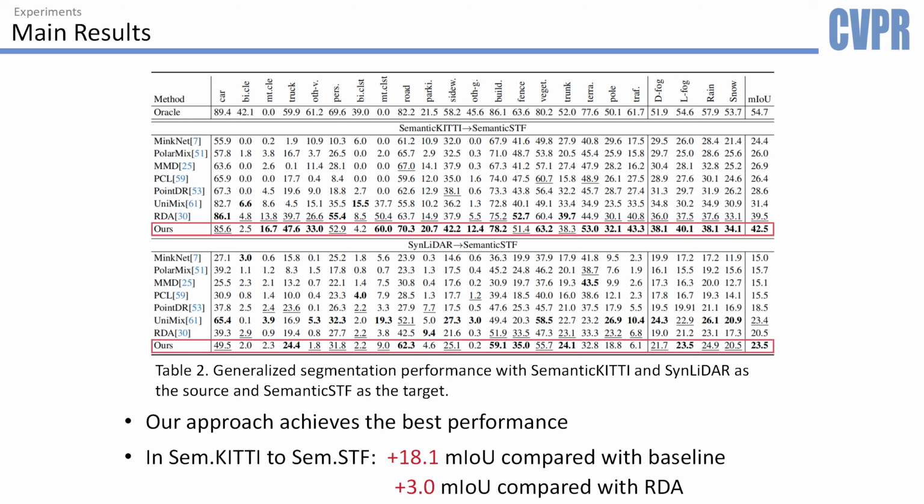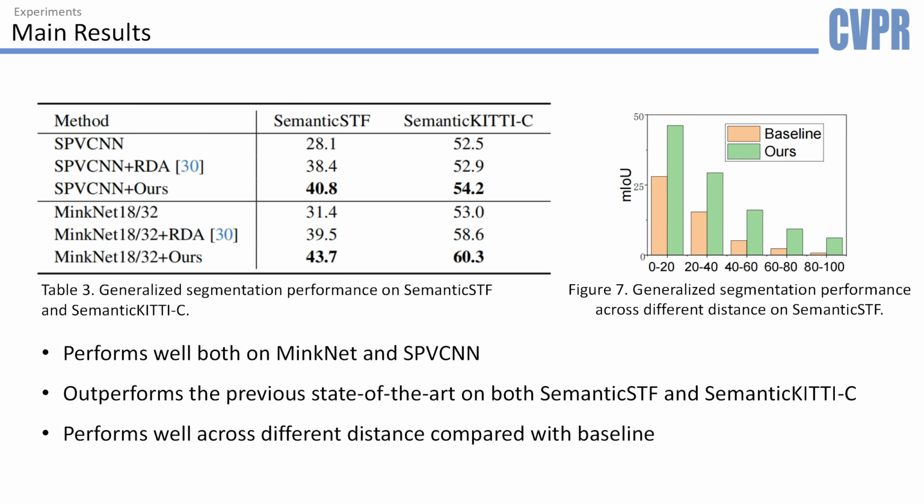Our method performs well under both settings. Especially in SemanticKITTI to SemanticSTF, compared to baseline, we have a huge improvement of 18.1 mIoU. Compared to the best previous method, RDA, we also have a significant improvement of 3.0 mIoU. In SemanticKITTI-C, a simulated corruptions dataset, we also outperform the previous SOTA method. It also works well with different backbones like SPVCNN. Moreover, GRCNet consistently outperforms the baseline across different distances.